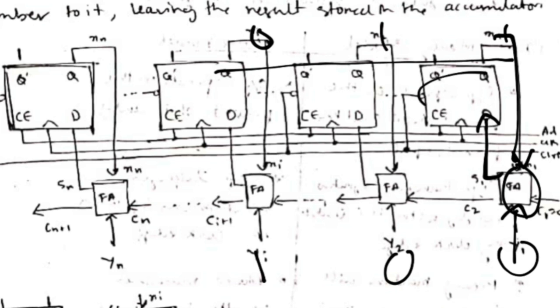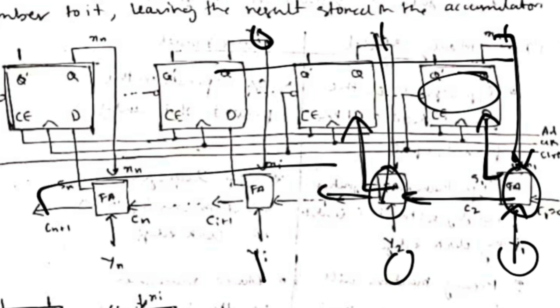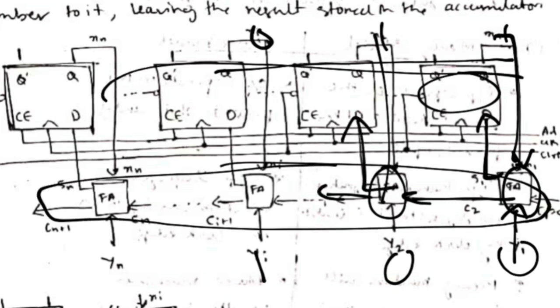be stored here. Okay, and this will be accumulated here, and the carry will go here, and the next sum will happen and the carry will go here, and this goes on till the last bit. Okay, so the result will be stored in the accumulator.